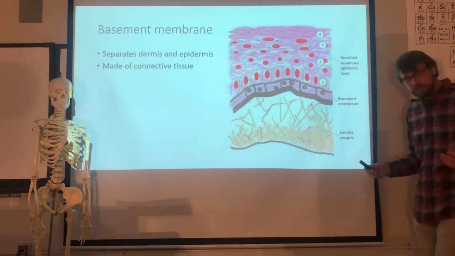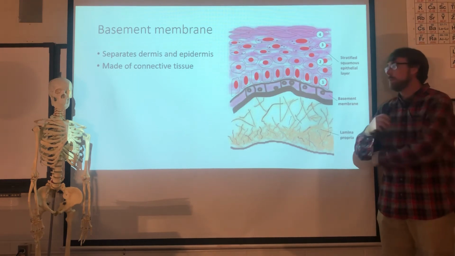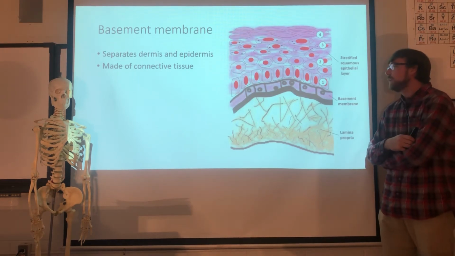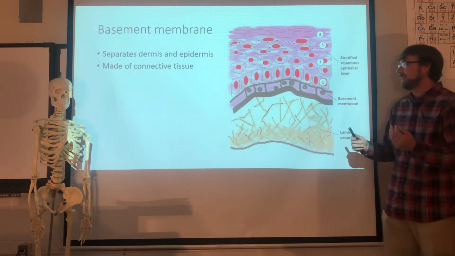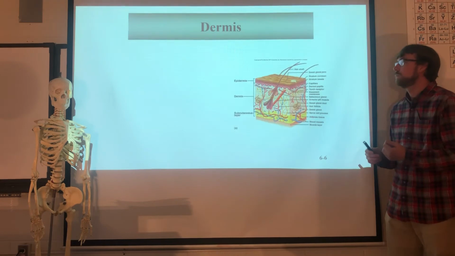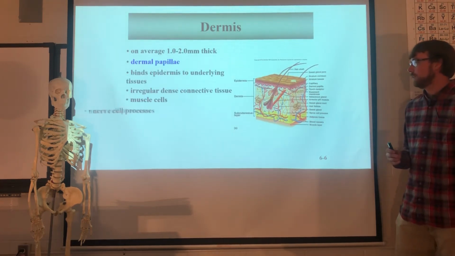So because this is an epithelial tissue, it has a basement membrane. The basement membrane separates the dermis from the epidermis. It is made of a little bit of connective tissue. So your dermis, we're going to get these up first.